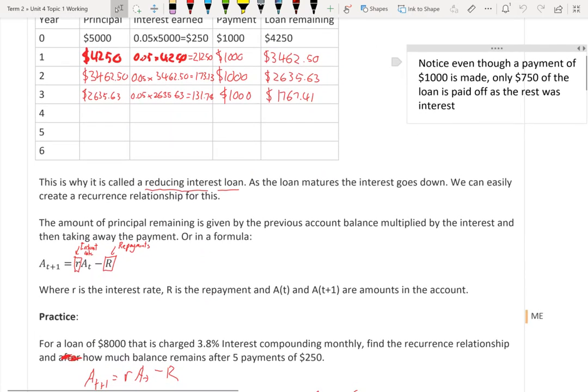And we looked at our recursive definition of the rule. So remember, instead of A T plus 1, think of it as the next amount. So the next amount is equal to the interest rate times the current amount. A T is the current amount, minus whatever your repayment is.